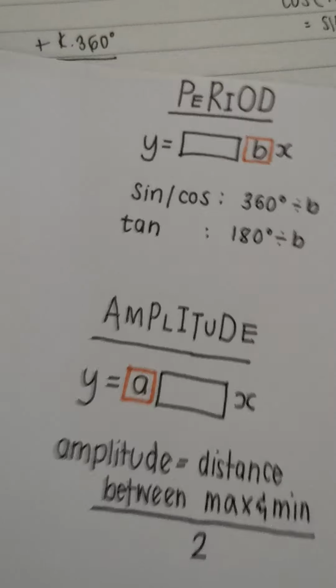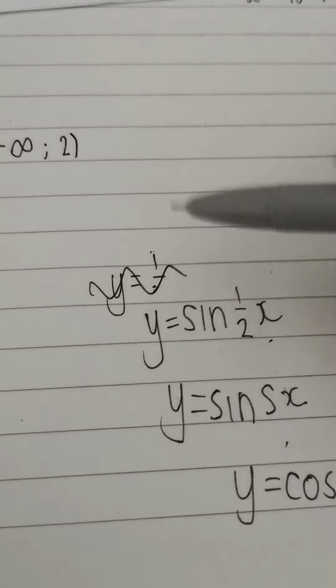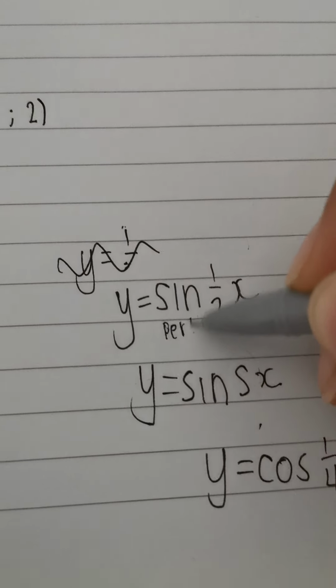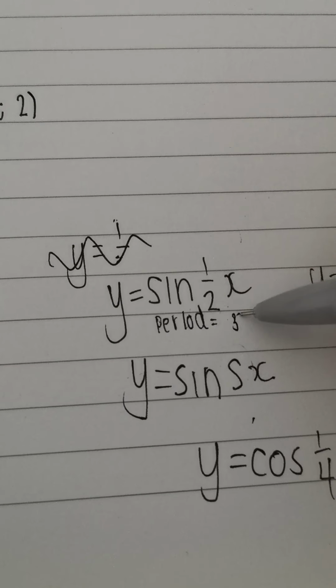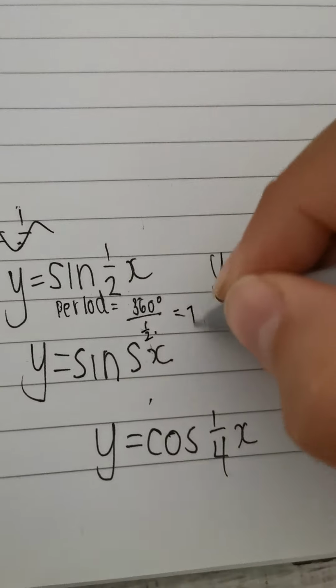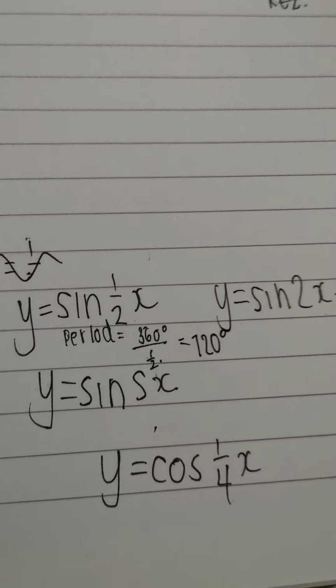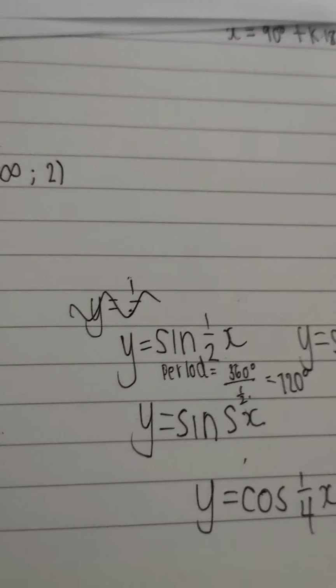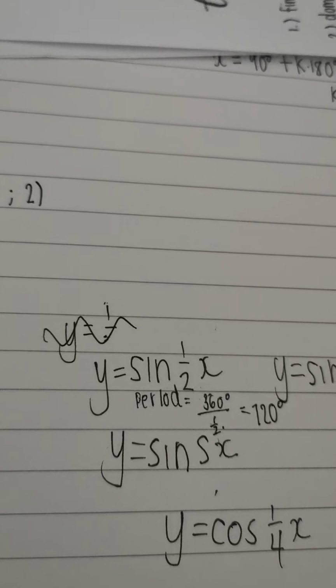Alternatively, if we have given you the p-value and we ask you what is the period, they sometimes ask you for a one mark question. Like for example, this one here, they'll say what is the period. You would write period equals 360 degrees divided by half, and that gives you 720 degrees. There we go, that's your period. And you would do this for all three of the functions.